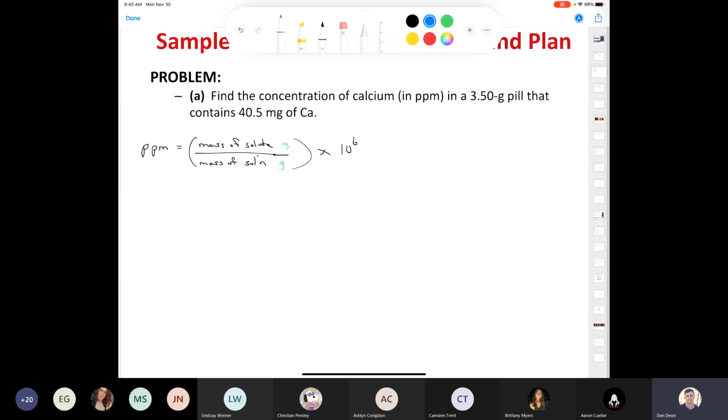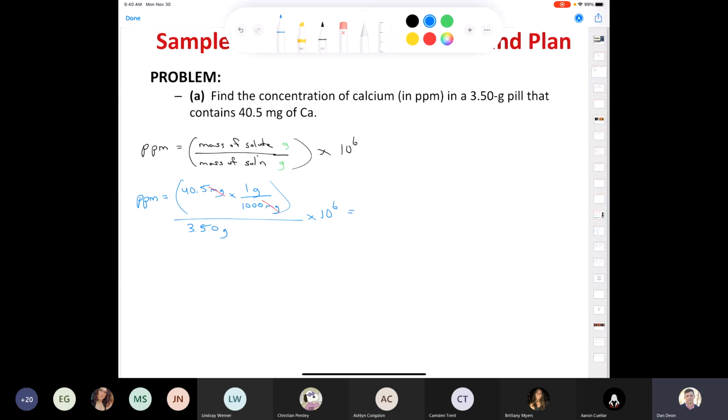Well, let's start plugging in some numbers. My ppm, my parts per million, mass of solute in grams. So we have 40.5 milligrams. And I know that in 1 gram, I have 1,000 milligrams. So I'm going to put that in my numerator, and the mass of my solution, I already have that, 3.50 grams. All right, so milligrams cancel. And when I punch all that, oops, I forgot my times 10 to the power of 6. Let's plug that in here, times 10 to the power of 6.